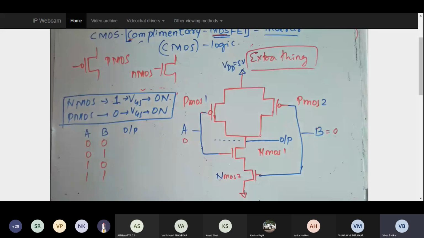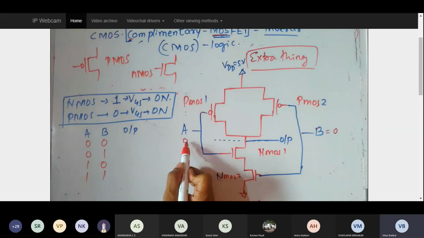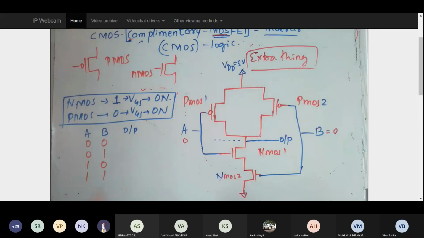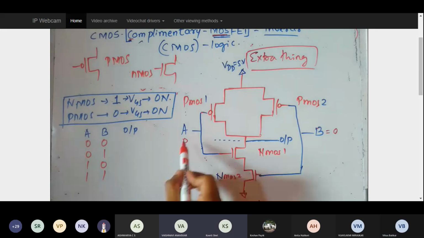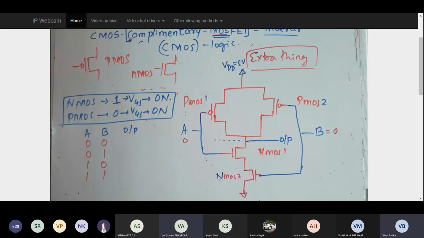First, let's talk about A. This A equal to 0 goes to which all MOSFETs? Quickly tell me. PMOS 1 and NMOS 2. NMOS. Exactly. And what about B equal to 0? PMOS 2 and NMOS 2. Right? Now tell me which all MOSFETs are on over here. PMOS 1 and PMOS 2. PMOS 1 and PMOS 2 are on.